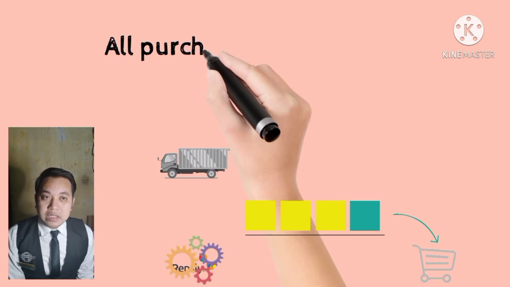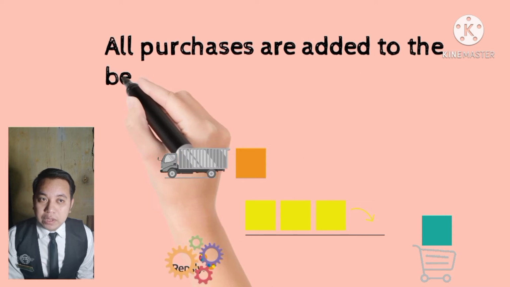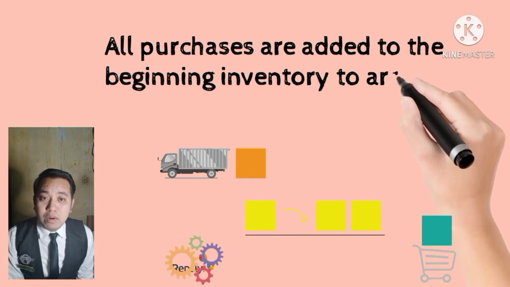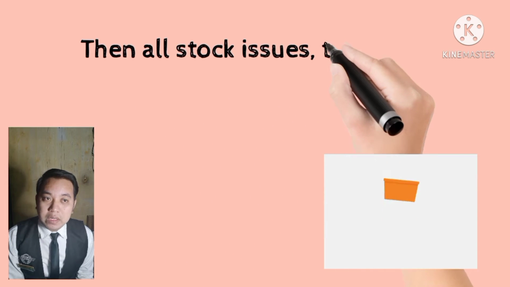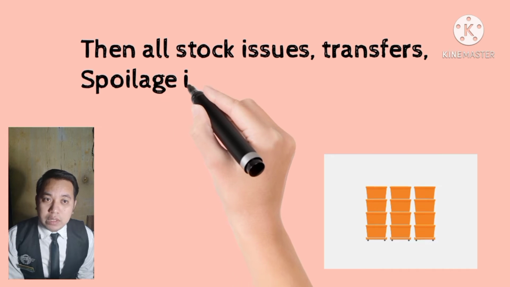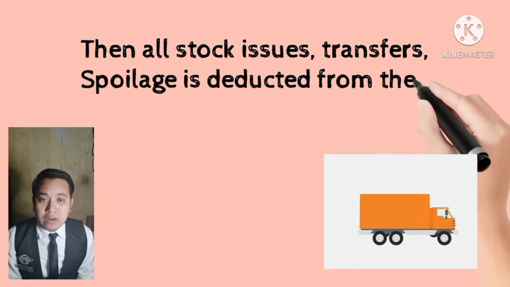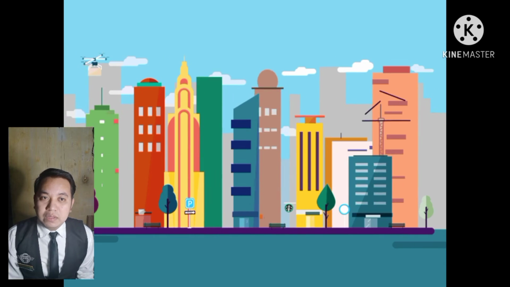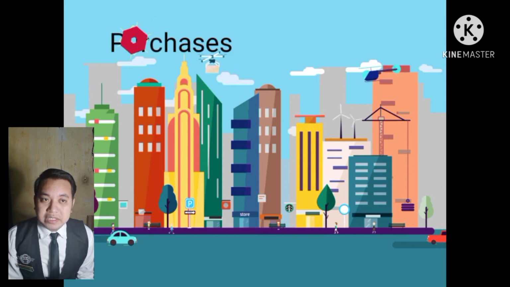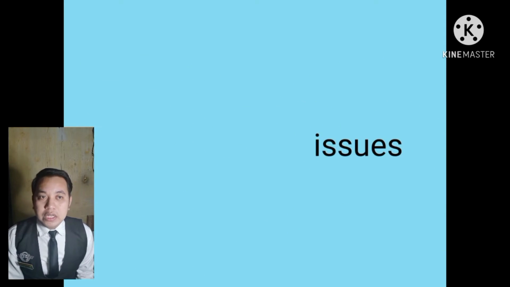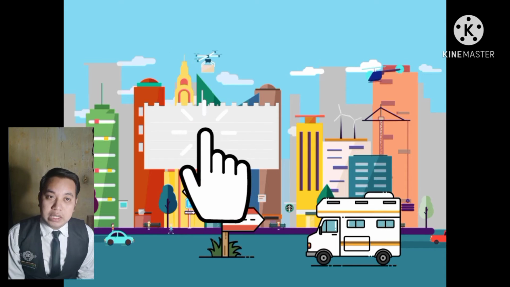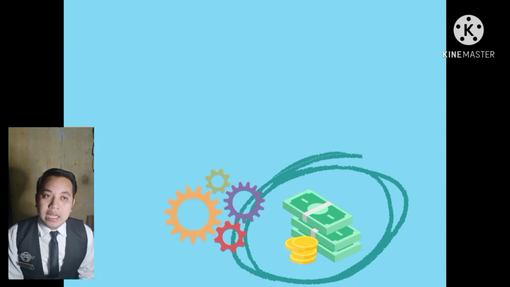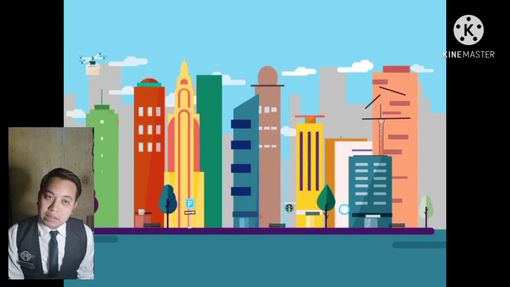In this inventory worksheet, the data on the movement are recorded, which are the in and out of the stocks. All purchases are added to the beginning inventory to arrive at the total available stocks. Then all stock issues like transfers and spoilage are deducted from the total available to generate the on-hand balance. But it is important that entries on the movement of stocks, such as purchases, transfers, issues, spoilage, and etc., are consistently and promptly posted. Otherwise, the on-hand balance will not be accurately determined.